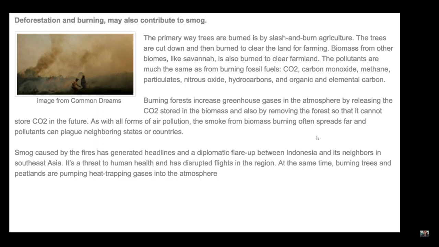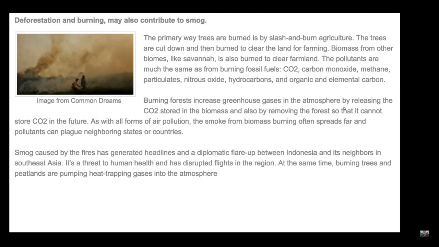As with all forms of air pollutant, the smoke from biomass burning often spreads far, and pollutants can plague neighboring states or countries. And that's what happens here in Thailand. Also, February and March is when you have an increase in rice field burning, right? So the farmers are burning the rice field, and then that smoke comes into Bangkok, really, right?